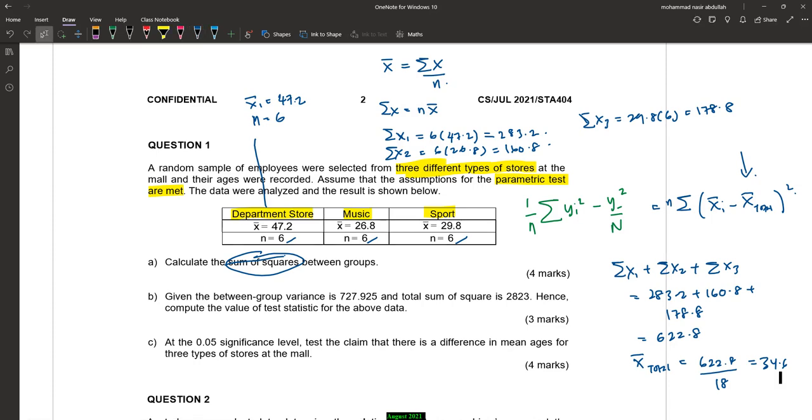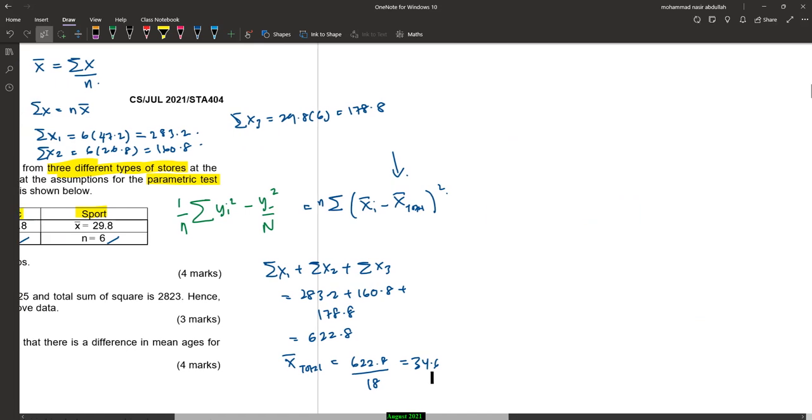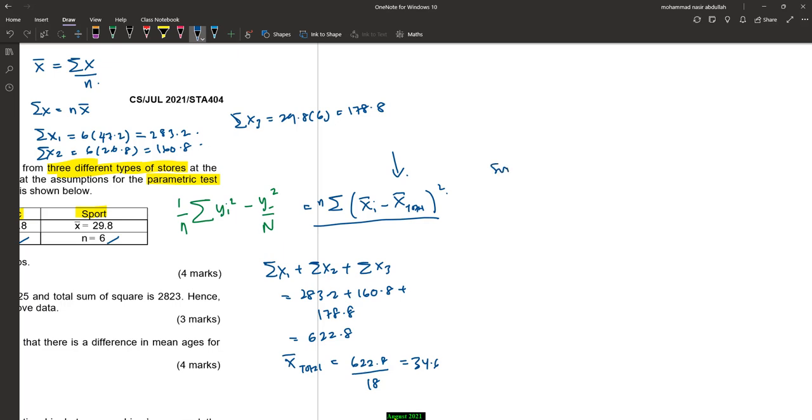Right? So that is one step. So next, we need to continue by using this formula to find the sum of square between treatment.